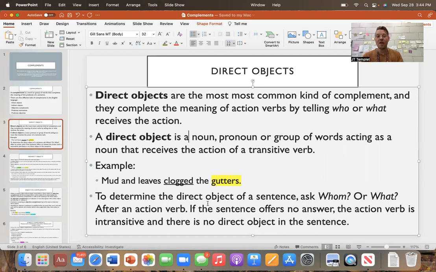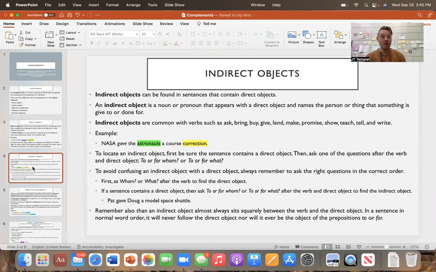The gutters. And that is a great way to determine the direct object of a sentence: by asking whom or what after the action verb. So if we have clogged, we ask clogged whom or what. What was clogged? Yes, the gutters. After an action verb, if the sentence offers no answer, the action verb is intransitive and there is no direct object. For instance, in "the crowd cheered," we don't have a direct object there. We don't know what they cheered. A cheer, I would guess.